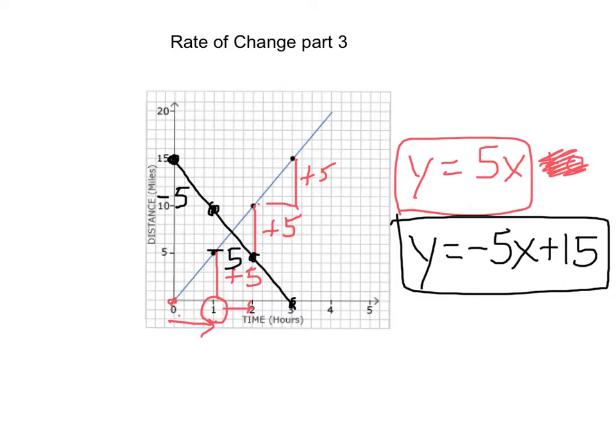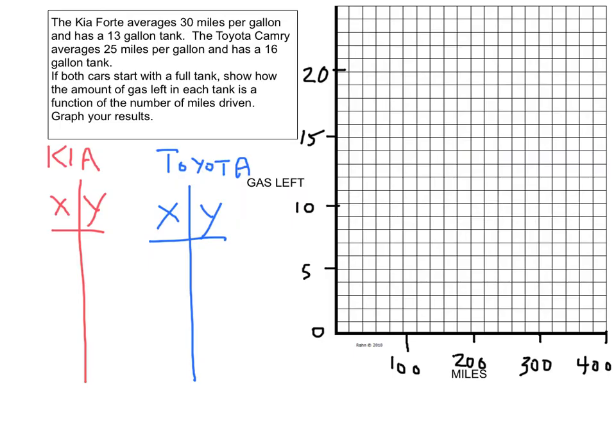All right, so now let's go to the next slide, and the remainder of our video will be dealing with a problem where we have this negative rate of change. All right, so let's read the problem and work it through. The Kia Forte averages 30 miles per gallon and has a 13-gallon tank. The Toyota Camry averages 25 miles per gallon and has a 16-gallon tank. If both cars start with a full tank, show how the amount of gas left in each tank is a function of the number of miles driven.